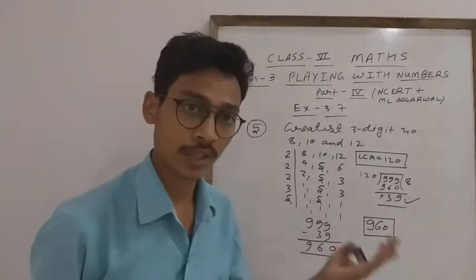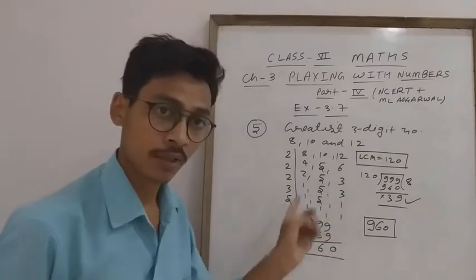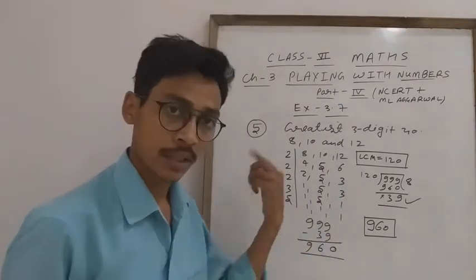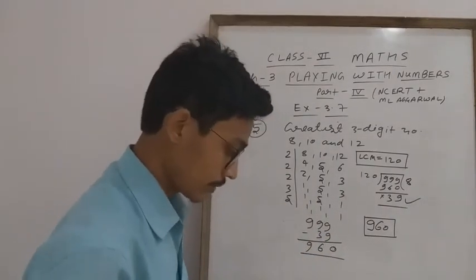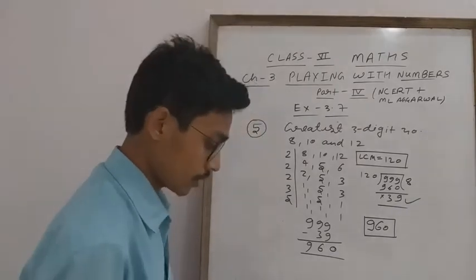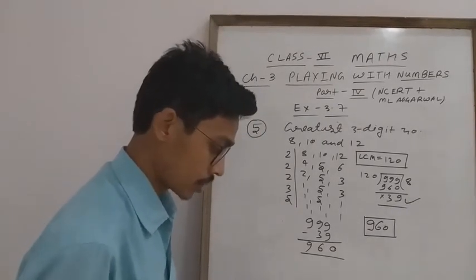You will divide and you will check it. Clear? So in the greatest number you will do like that, and in the smallest number, the previous question. So now, students, nothing is left in this chapter. I explained everything. All the questions you will do yourself.